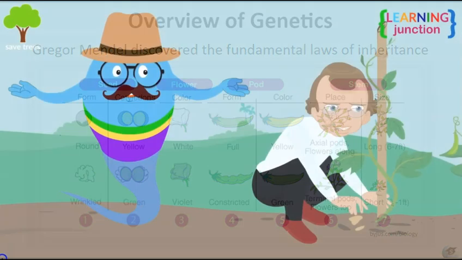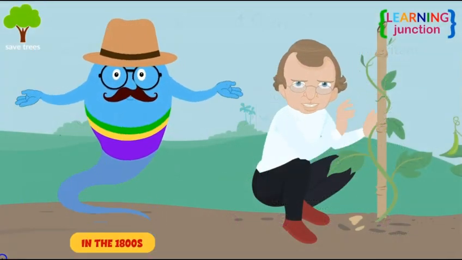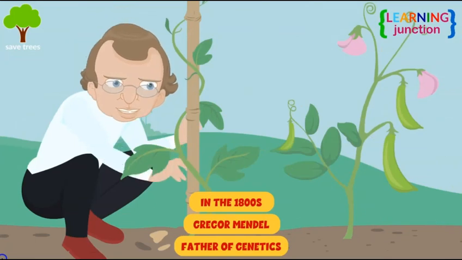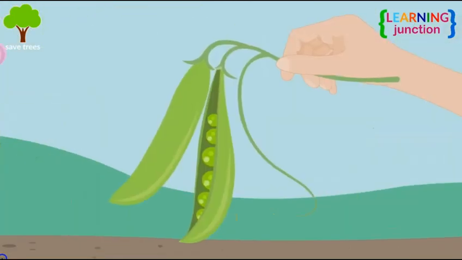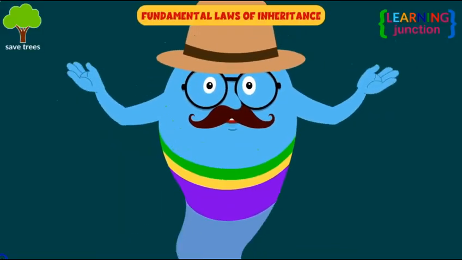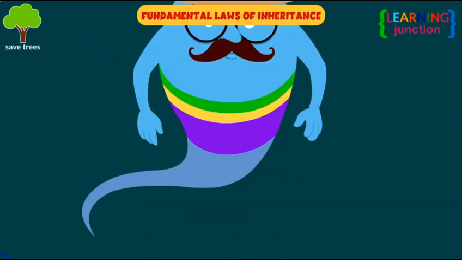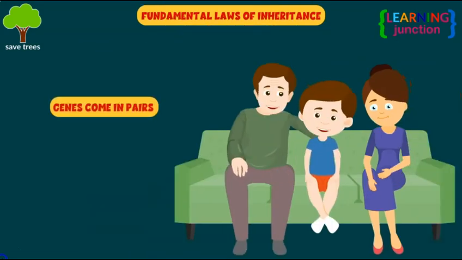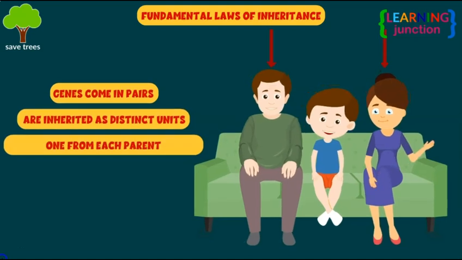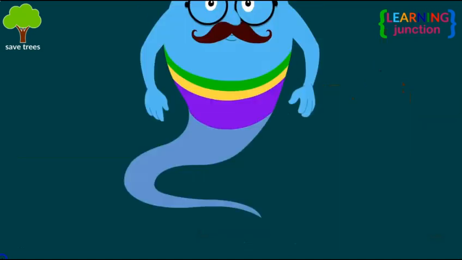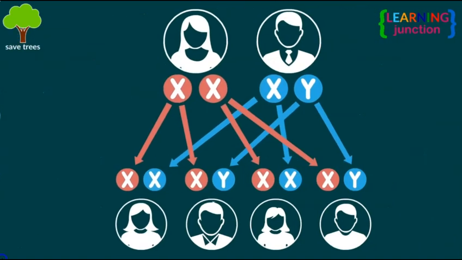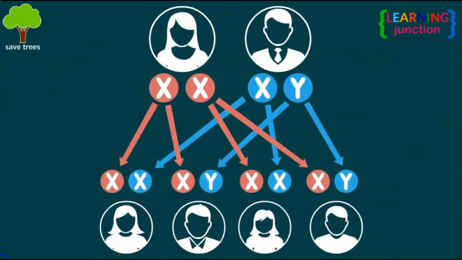The science of genetics began in the 1800s when Gregor Mendel, father of genetics, figured out how traits are inherited by studying peas. Gregor Mendel discovered the fundamental laws of inheritance. He said that genes come in pairs and are inherited as distinct units, one from each parent. He recognized the mathematical patterns of inheritance from one generation to the next.